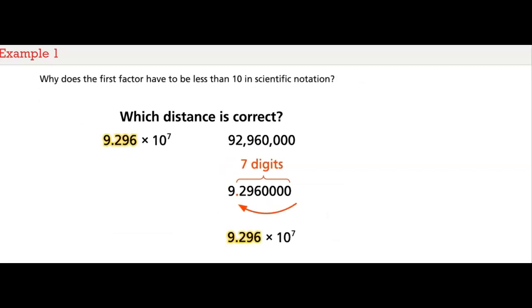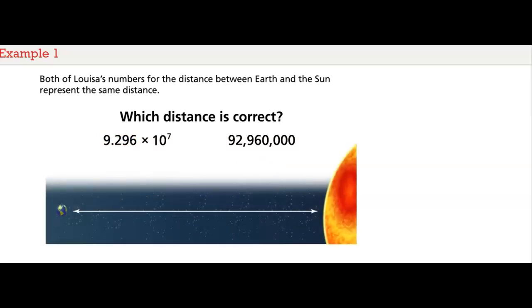Why does the first factor have to be less than 10 in scientific notation? If it were greater than 10, you could have used a greater power of 10 for the second factor. Both of Louisa's numbers for the distance between Earth and the Sun represent the same distance.